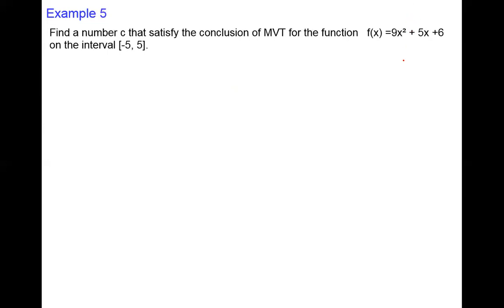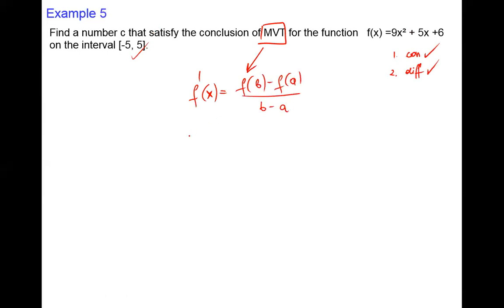The function is definitely continuous and differentiable on the interval from negative 5 to 5. Actually, it's continuous and differentiable everywhere. Okay, and the mean value theorem: the derivative at some point C is the same as f of b minus f of a over b minus a. The derivative is the same as f of 5 minus f of negative 5 over 5 minus negative 5.